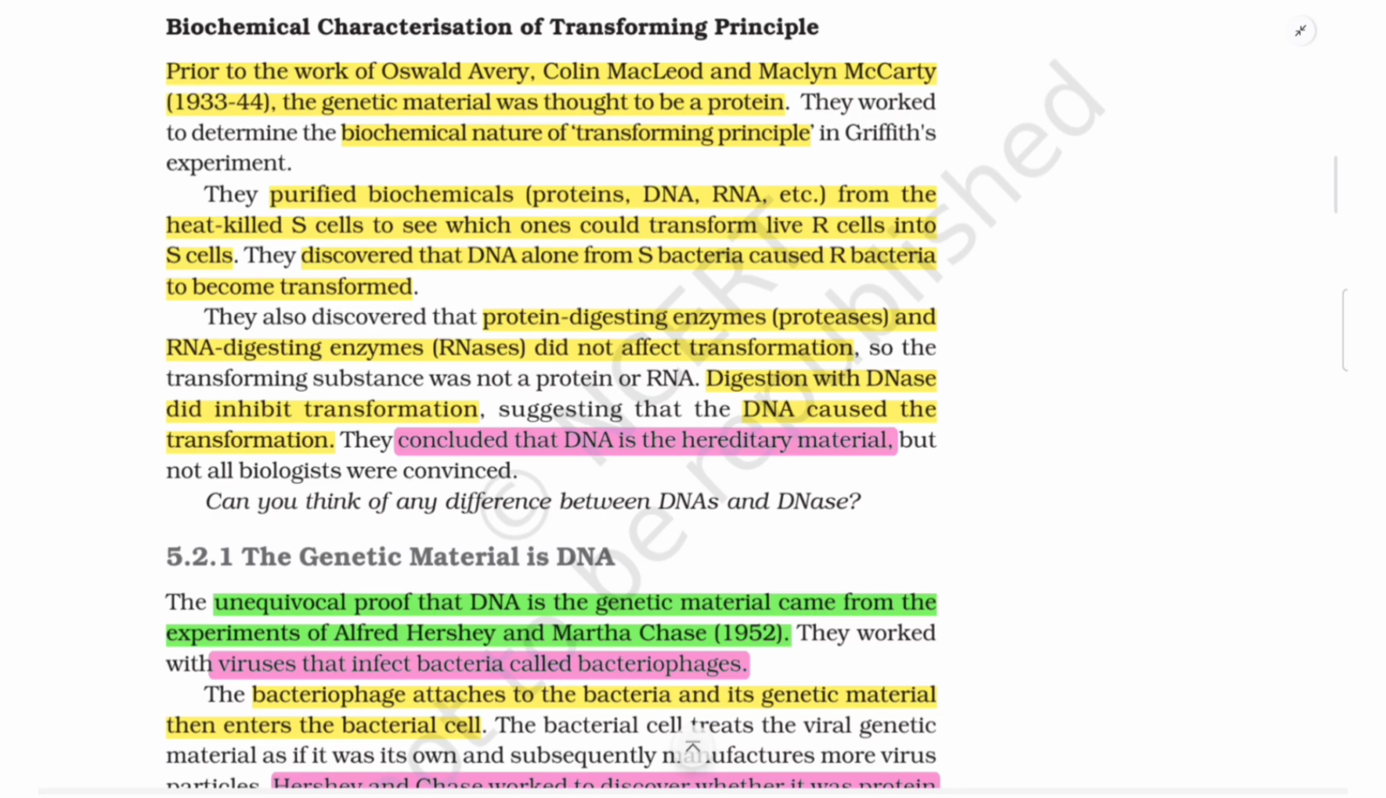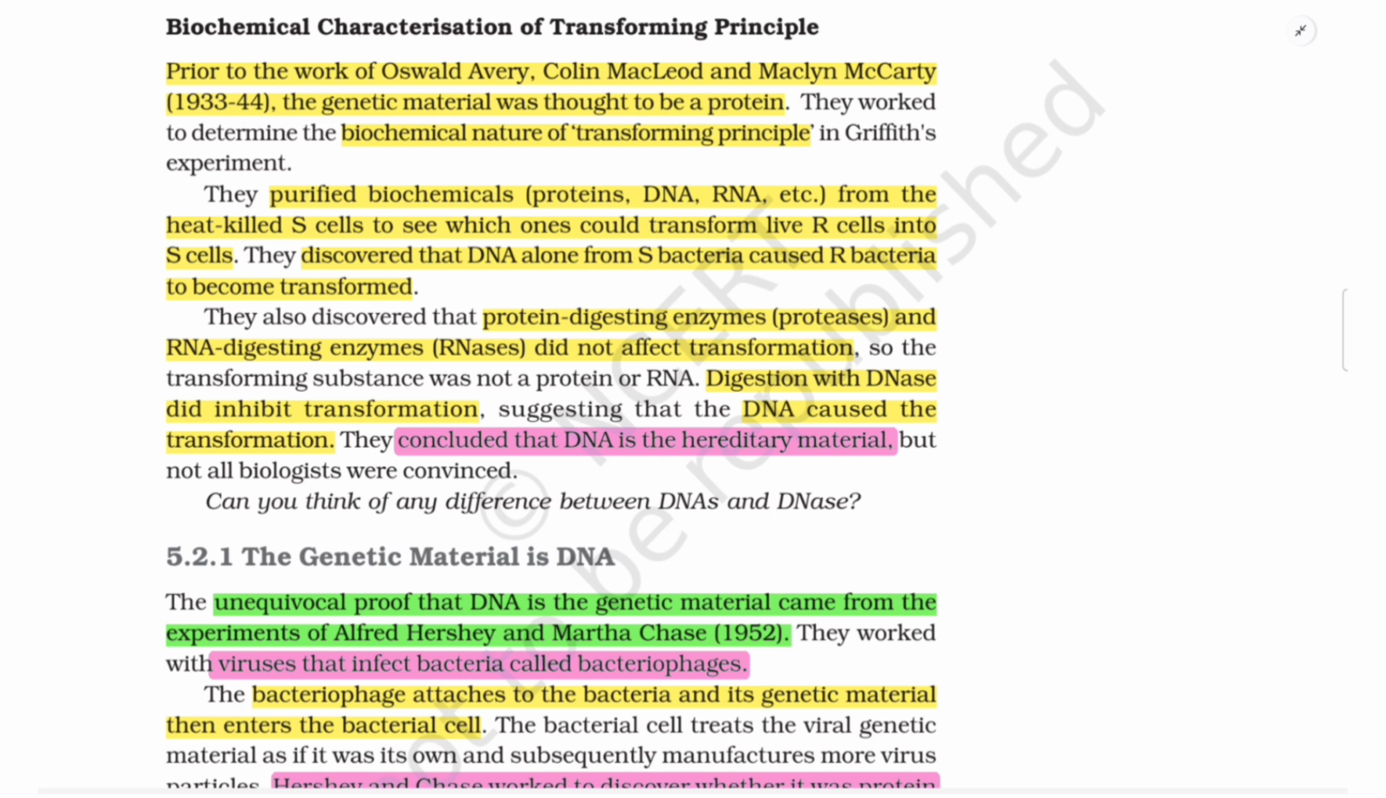Prior to the work of Oswald Avery, Colin MacLeod, and Maclyn McCarty, 1933 to 1944, the genetic material was thought to be a protein. They worked to determine the biochemical nature of the transforming principle in Griffith's experiment. They purified biochemicals, proteins, DNA, RNA, etc., from the heat-killed S cells to see which ones could transform live R cells into S cells. They discovered that DNA alone from S bacteria caused R bacteria to become transformed.